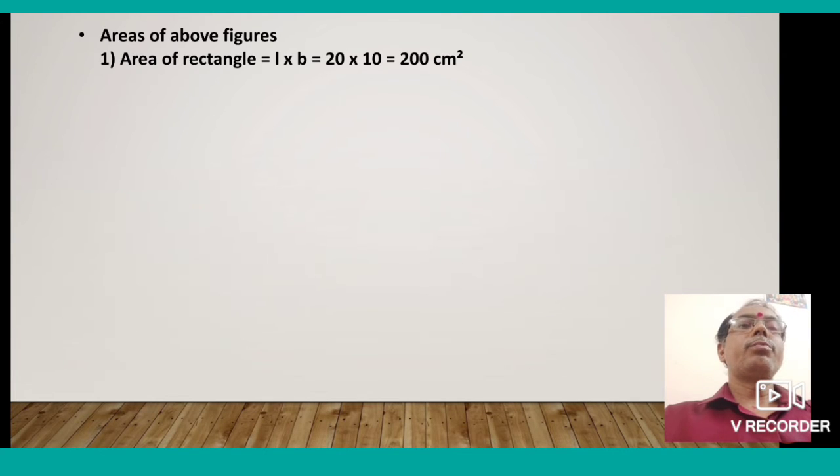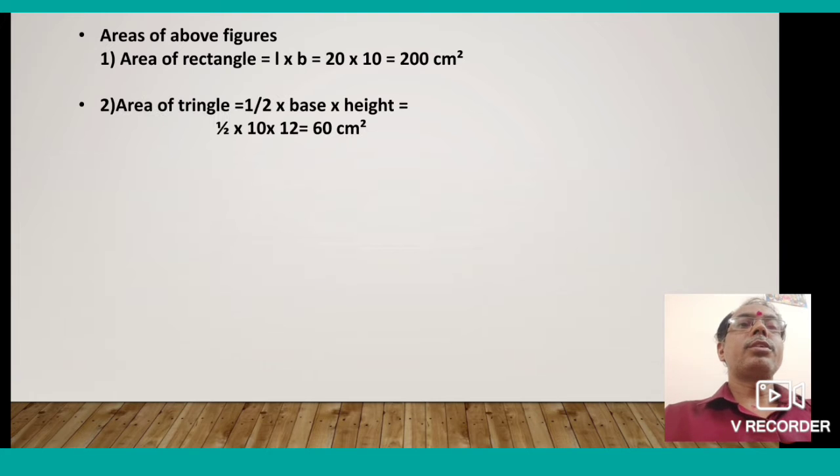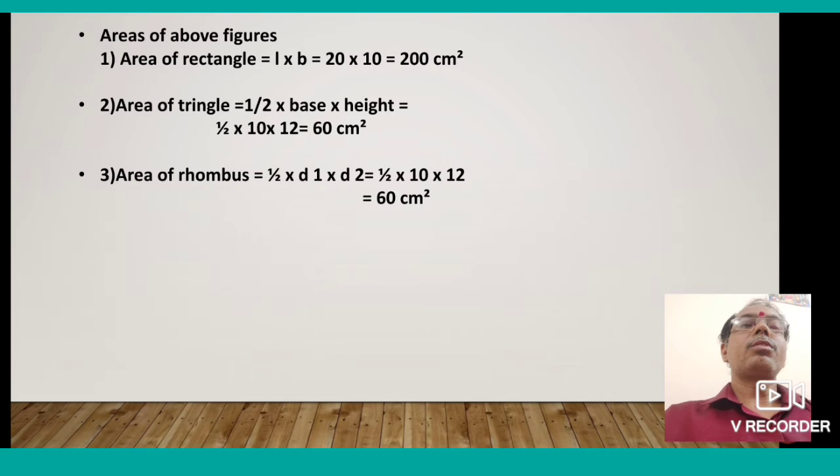Area of rectangle, length into breadth, 20 into 10, 200 cm square. Area of triangle, half into base into height, half into 10 into 12. On simplification we get 60 cm square. Area of rhombus, half into d1 into d2, that is half into d1 value 10 and d2 value 12. So on cancellation we get 2 ones are 2, 5 twelves are 60 cm square. So as you know all these formulas.